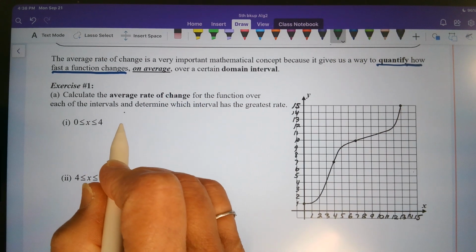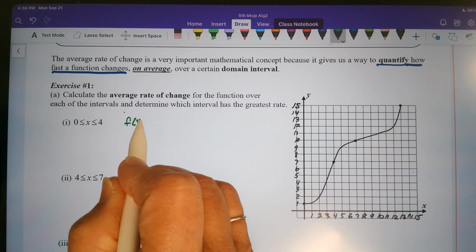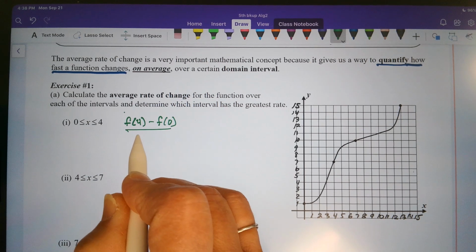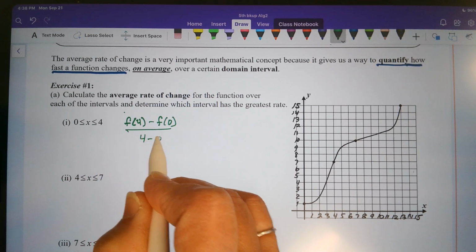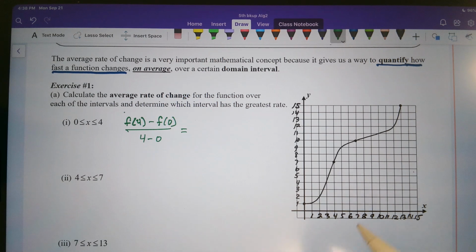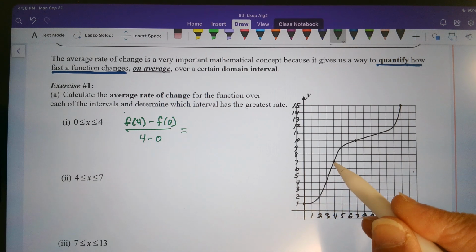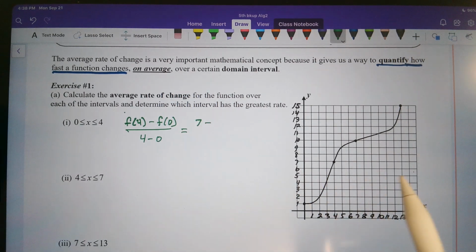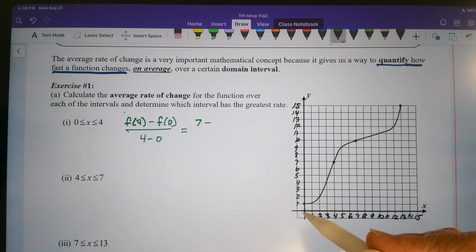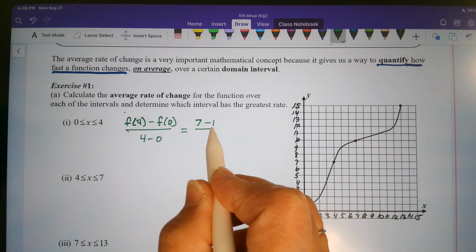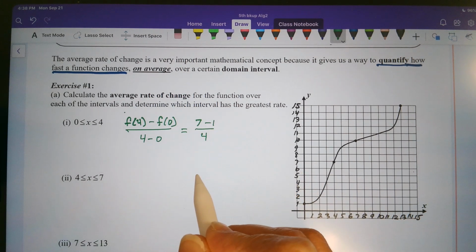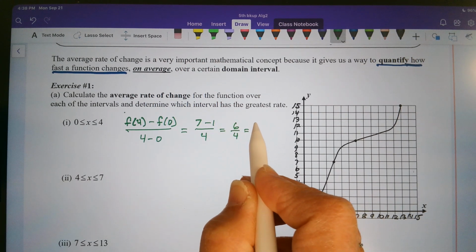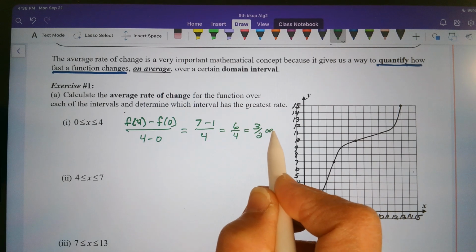That means we want f of 4 minus f of 0, divided by our input values, 4 minus 0. Okay, f of 4, an input of 4 has the output 7, minus f of 0, input of 0 has the output 1. 4 subtract 0 is 4. So 7 minus 1 is 6. 6 divided by 4 reduces to 3 over 2, or simply 1.5.